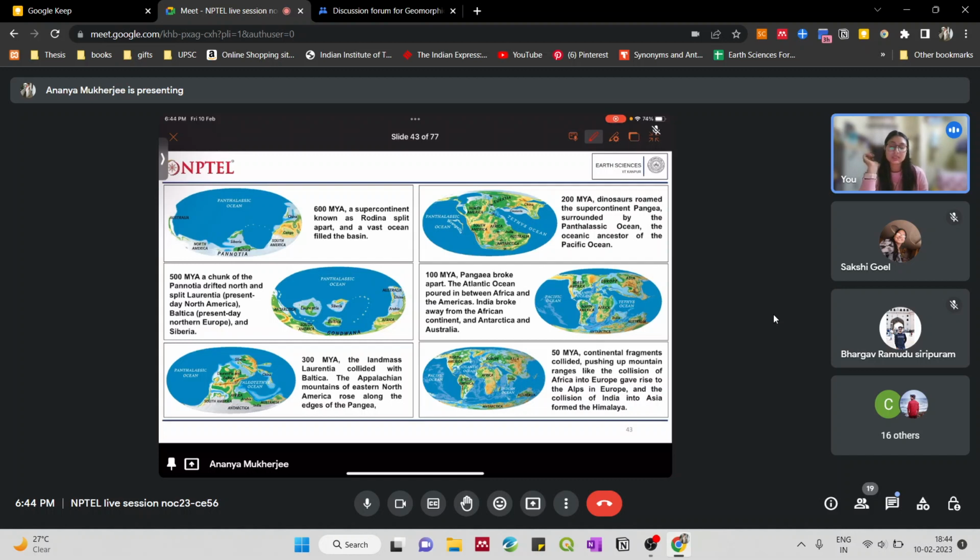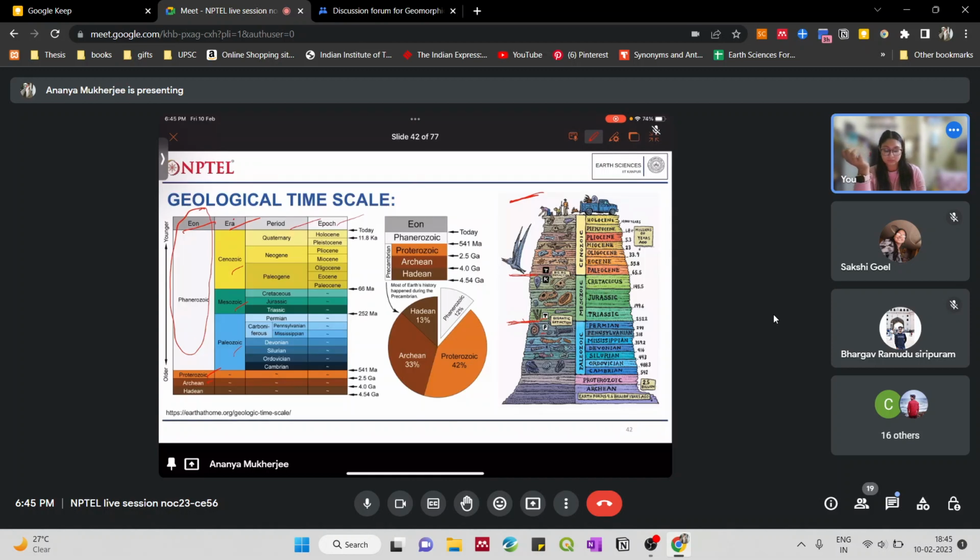So some 600 million years ago, which means it is in the Proterozoic era, that was the older time. At that time there was no life on earth. Remember this, before 541 million years ago, there was unicellular life, there was no multicellular life.